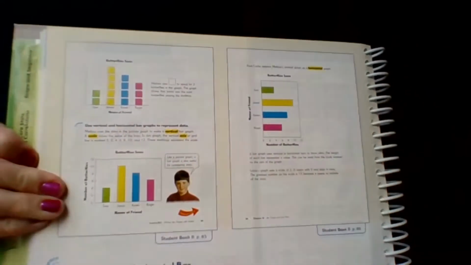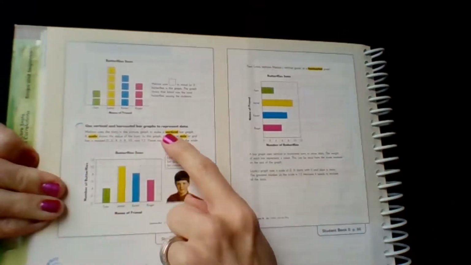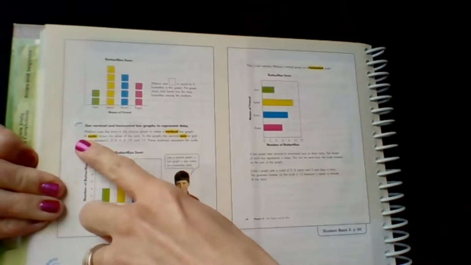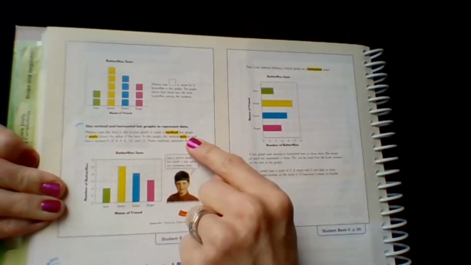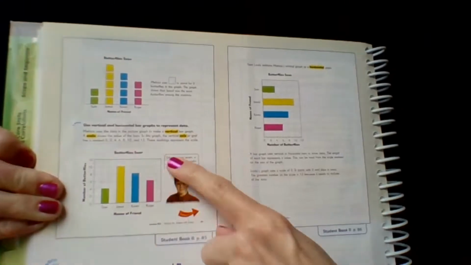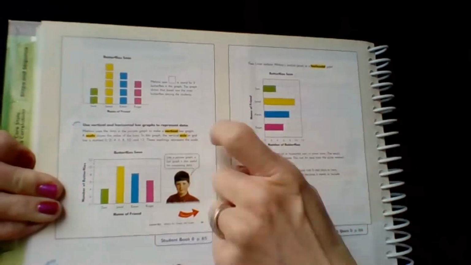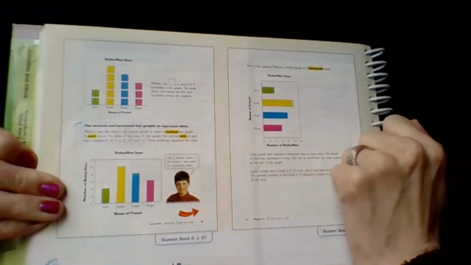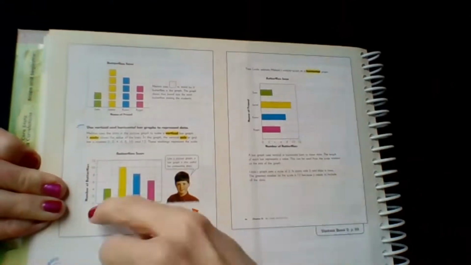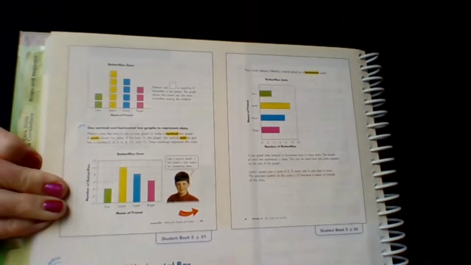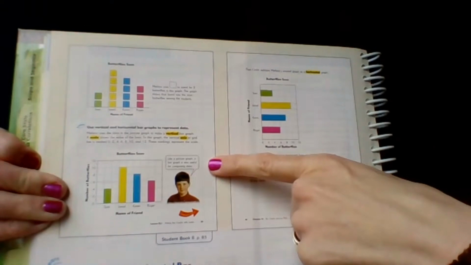This one says use vertical and horizontal bar graphs to represent data. Melissa uses the data in the picture graph to make a vertical bar graph. A scale shows the value of the bars, and in this graph, the vertical axis or grid line is marked 0, 2, 4, 6, 8. So here it is, 0, 2, 4, 6, 8, 10, 12. These markings represent the scale. So it goes up, counting by 2s with the numbers, and then the little tick mark in between is the other number. So like a picture graph, a bar graph is also useful for comparing data.